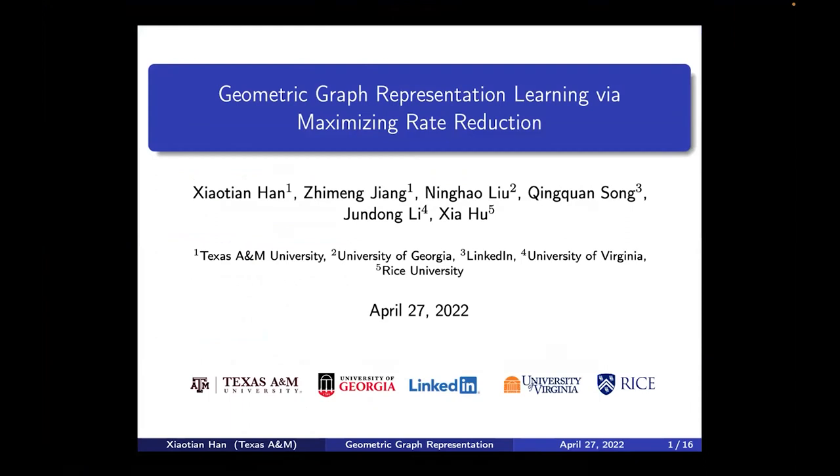I'm from Texas A&M University. I'm going to present my paper named Geometric Graph Representation Learning while Maximizing the Rate Reduction. The authors of this paper are Xiaotian Han, Zhimeng Jiang from Texas A&M University, Professor Ninghao Liu from University of Georgia, Dr. Qingquan from LinkedIn, Professor Jundong Li from University of Virginia, and Xia Hu from Rice University. Next, I will present my paper.